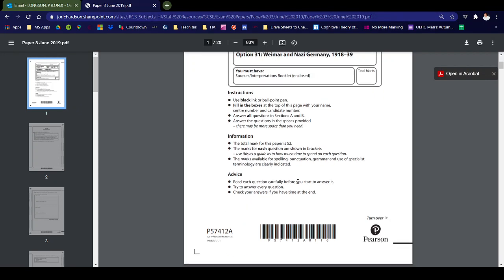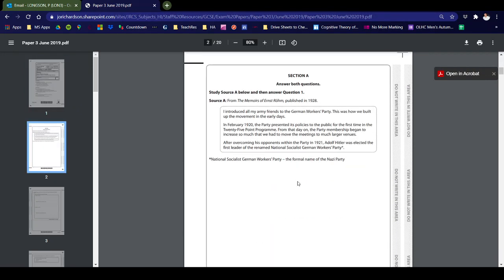So section A, despite coming first, we would always recommend you do second. And that is because it has fewer marks, and is a simpler pair of questions compared to section B, which carries much greater importance for the overall exam.